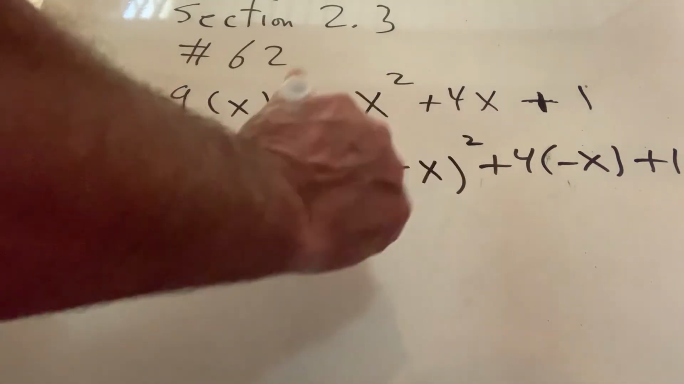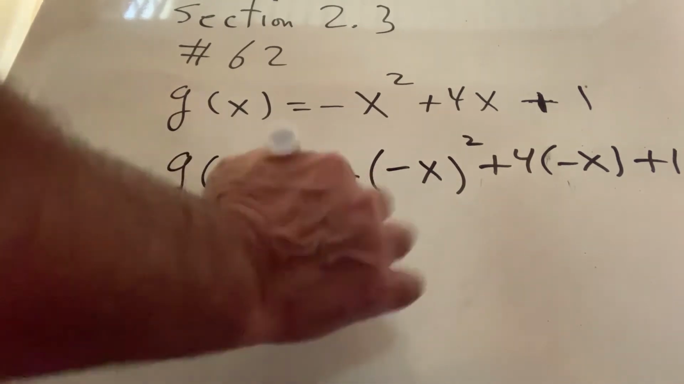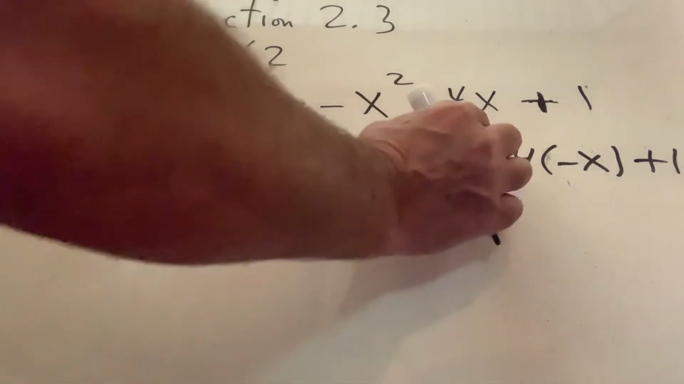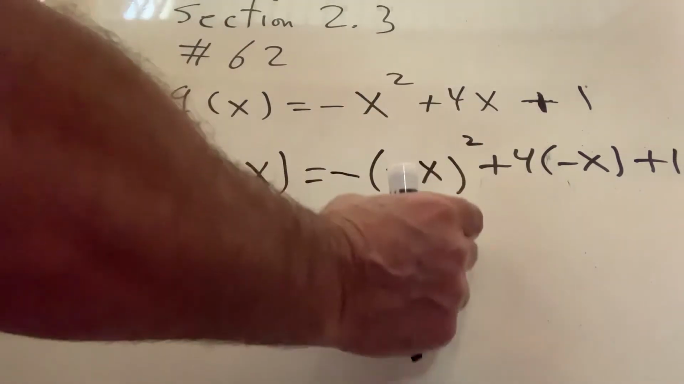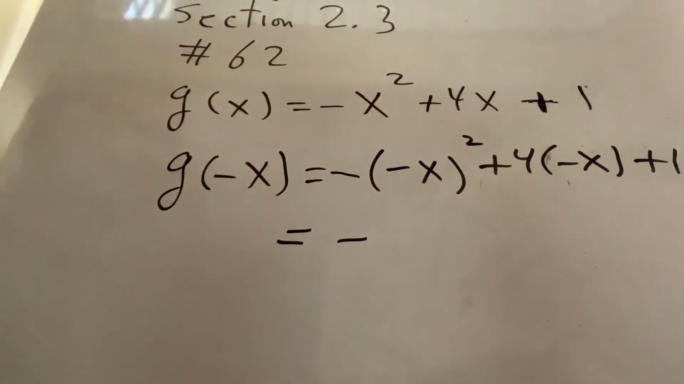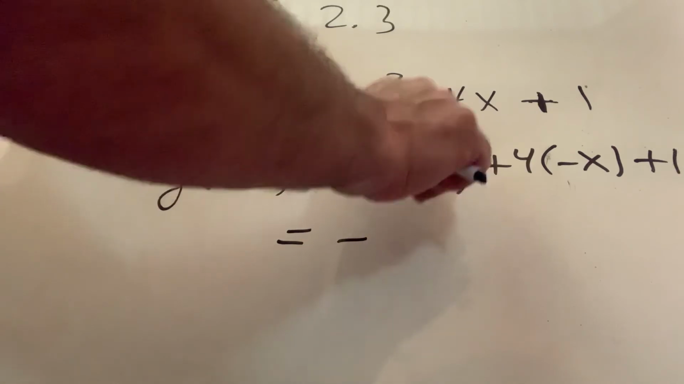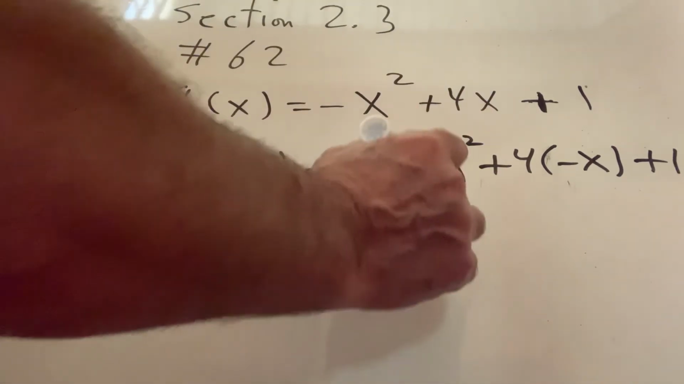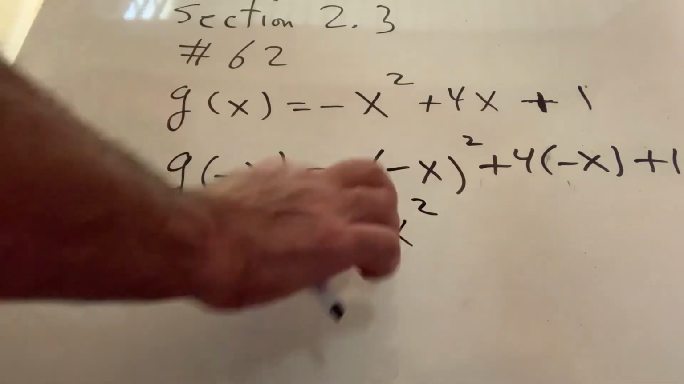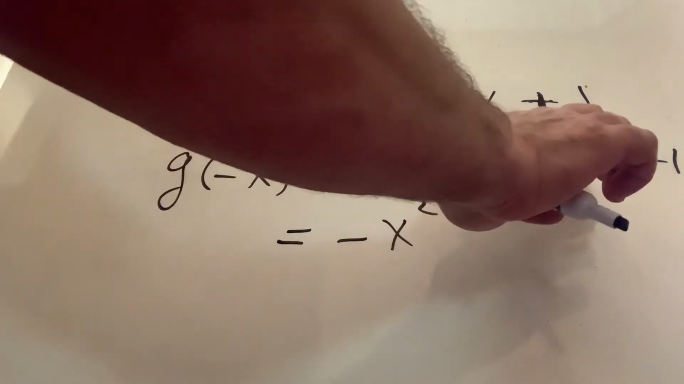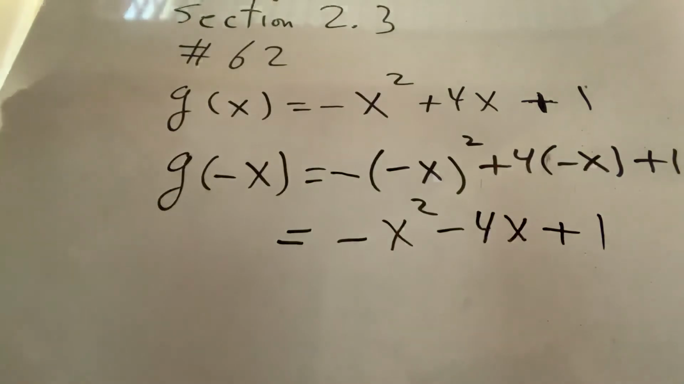Now this negative, again, you have no control over that. That will still be there. So as you square negative x, or if you want to work it out, just put negative x times negative x. You'll see, of course, that it turns out to be just x squared. So that's what people forget, to square the x. Therefore, that's just going to become negative x squared. Again, this negative was already there. Negative x times 4 becomes negative 4x, and of course, plus 1. Okay, so there is the result of your g of negative x.